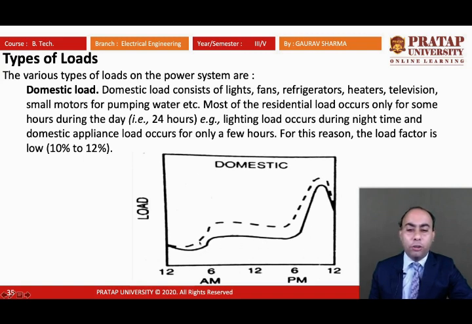The dotted line shows our summer graph and the continuous line is for the winters.